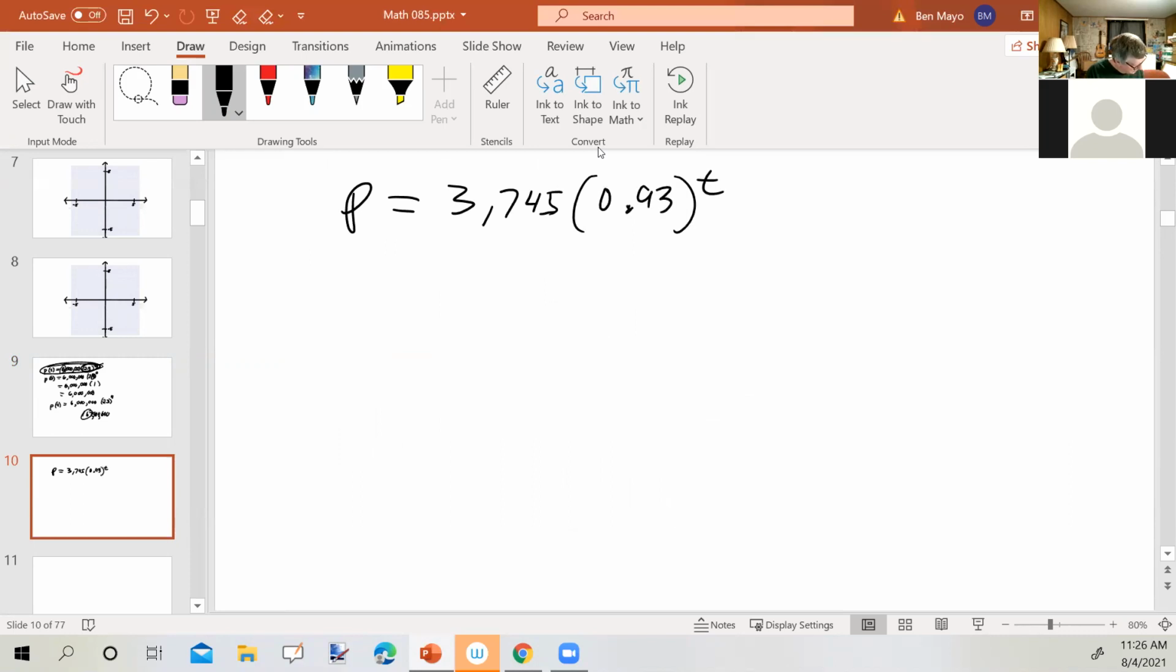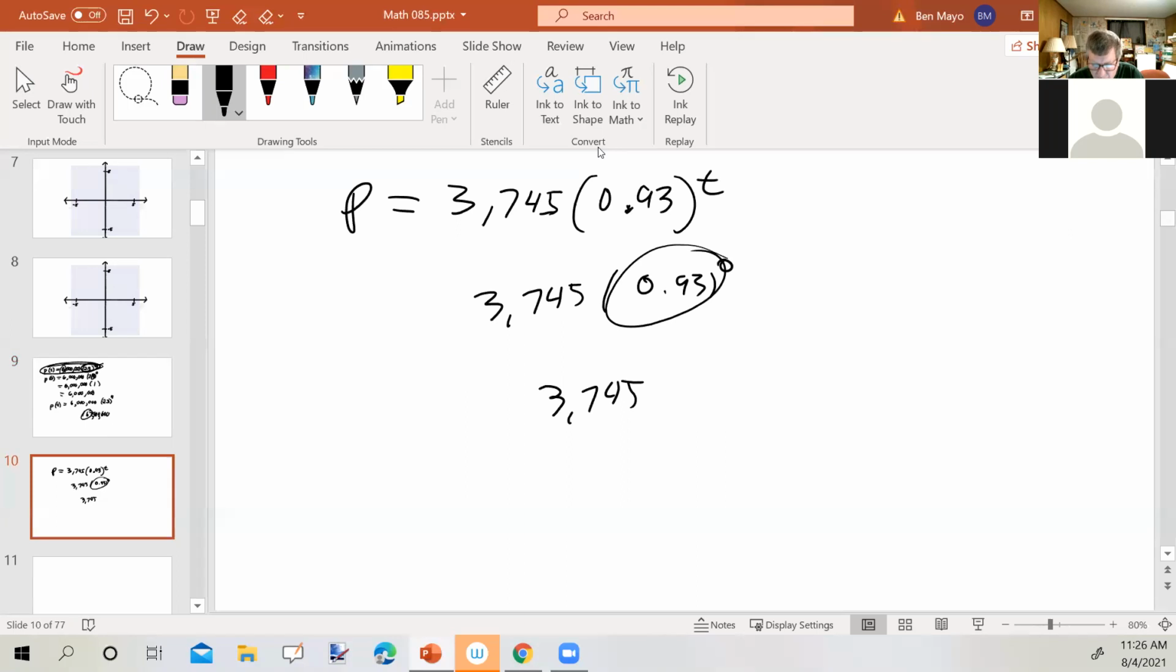Okay. It says the population of North Rivers has this function where t is measured in years from the present date. At the present date, what is the population of North Rivers? Okay, can anybody tell me? Well, since when t is 0, this becomes 1, and 1 times 3745 is 3745. That's the starting population at the beginning of this problem.